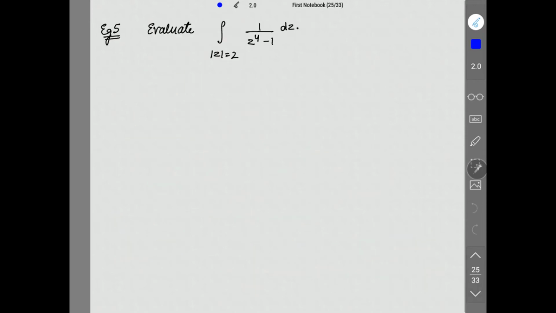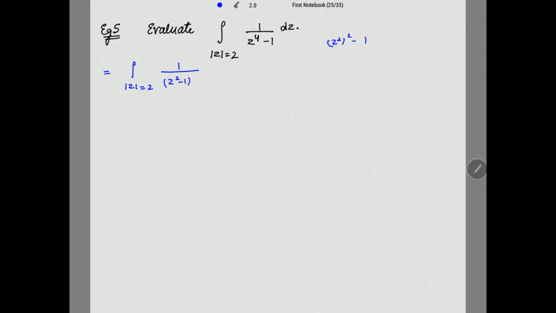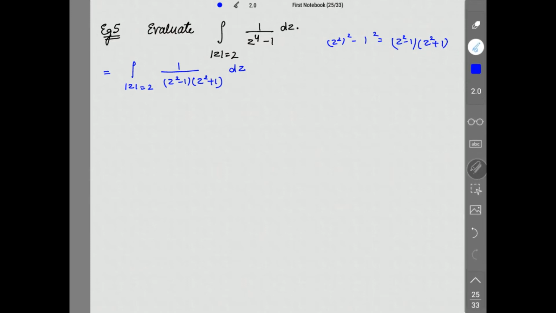Fifth one, evaluate the integral over mod z equal to 2 of 1 over z to the power 4 minus 1 dz. Very similar case. How can we separate z to the power 4 minus 1? Can this be written as z squared whole squared minus 1? Using a squared minus b squared, you will get z squared minus 1 and z squared plus 1, because a squared minus b squared is a minus b and a plus b. Your a is z squared and b is 1. That thing I have used.